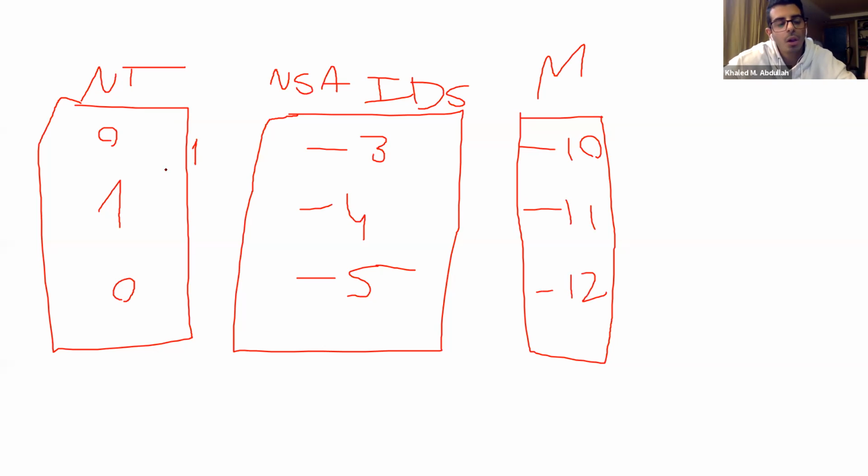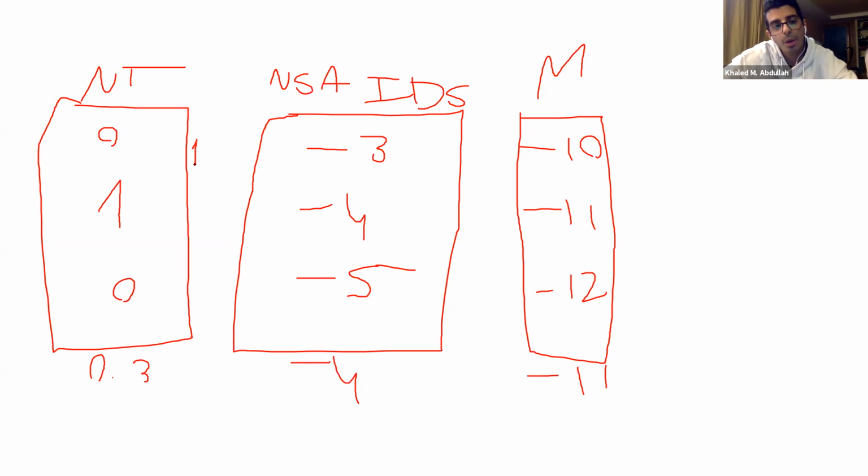Notice how all these numbers are very close to each other. 0, 1, 0 are very close to each other. -3, -4, -5 are very close to each other. -10, -11, -12 are very close to each other. Now, what we need to do now is find the means of each different group. So this mean, for example, let's say 0.5. It's like 0.3 or something. This is like -4. This is like -11, right?